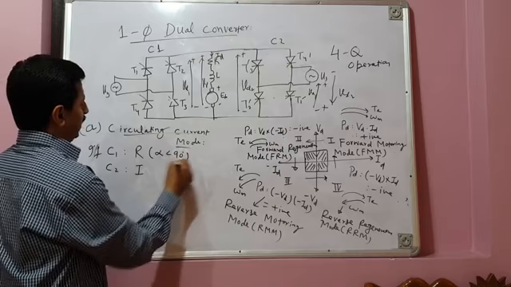Through forward regeneration mode. That means if the machine is running in clockwise direction, you have to brake it first, and then it has to be run in the anti-clockwise direction. So to go from quadrant 1 to quadrant 3, you have to pass through quadrant 2.